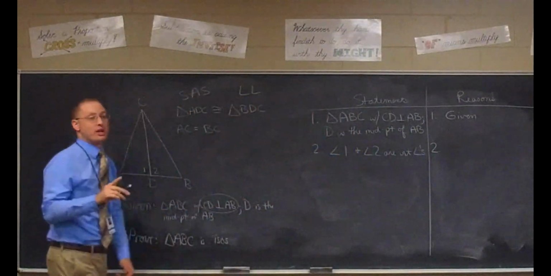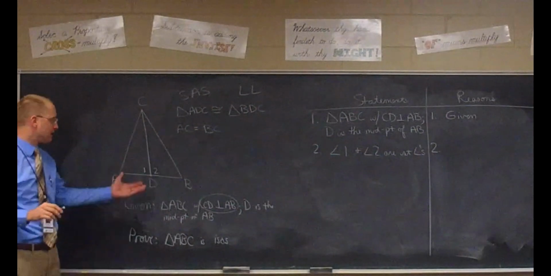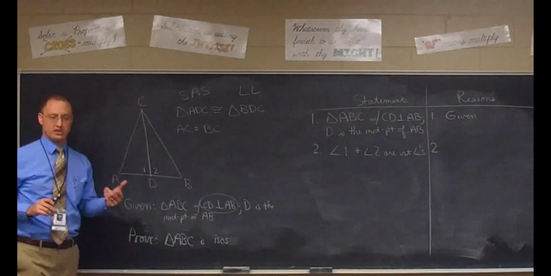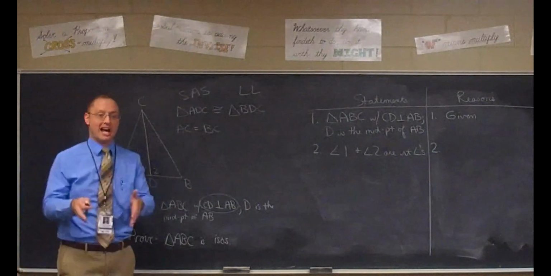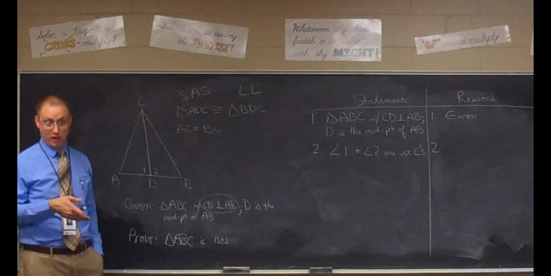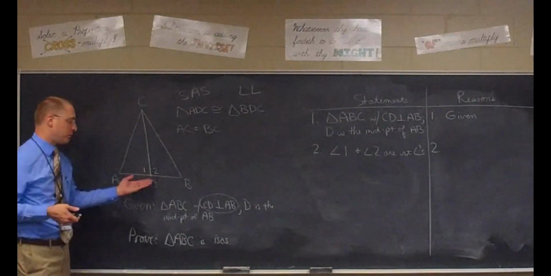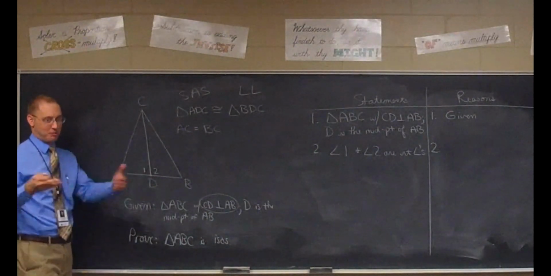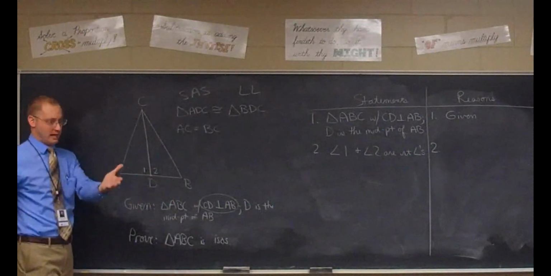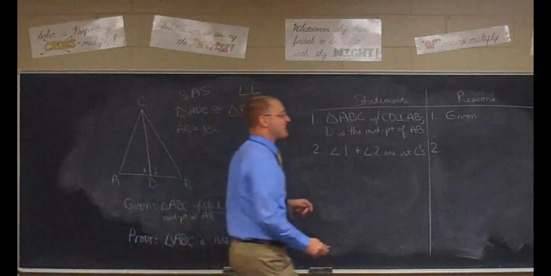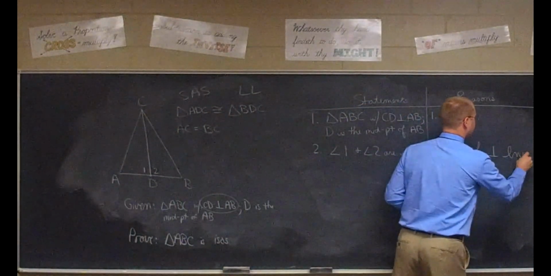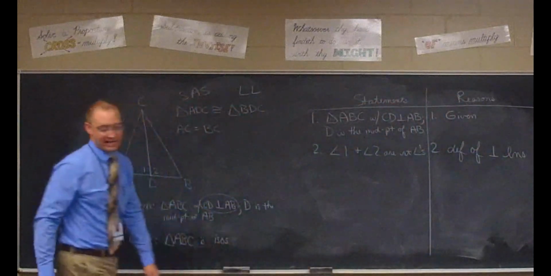How do I know they are right angles? Listen, because I have perpendicular lines. Whenever you hear yourself saying in your mind, because I have this, you usually mean definition of, right? Because I have perpendicular lines. Well, what's the definition of perpendicular lines? Lines that meet to form right angles. So because of the definition of perpendicular lines, I know I must have right angles.